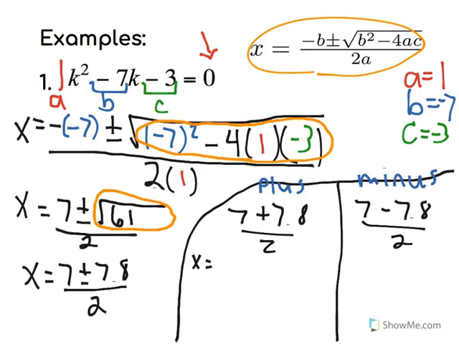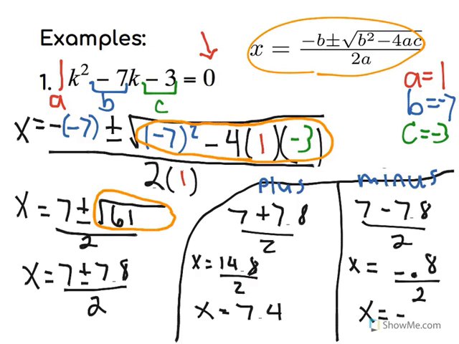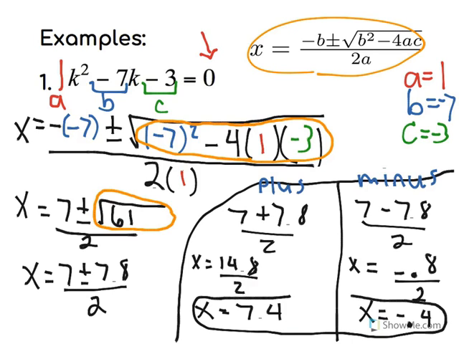So 7 plus 7.8 gives us 14.8, divided by 2. You get x equals 7.4. 7 minus 7.8 is negative 0.8 divided by 2, and you get negative 0.4. So these are our two x values for using the quadratic formula. And that's how you would do a quadratic equation using the quadratic formula.